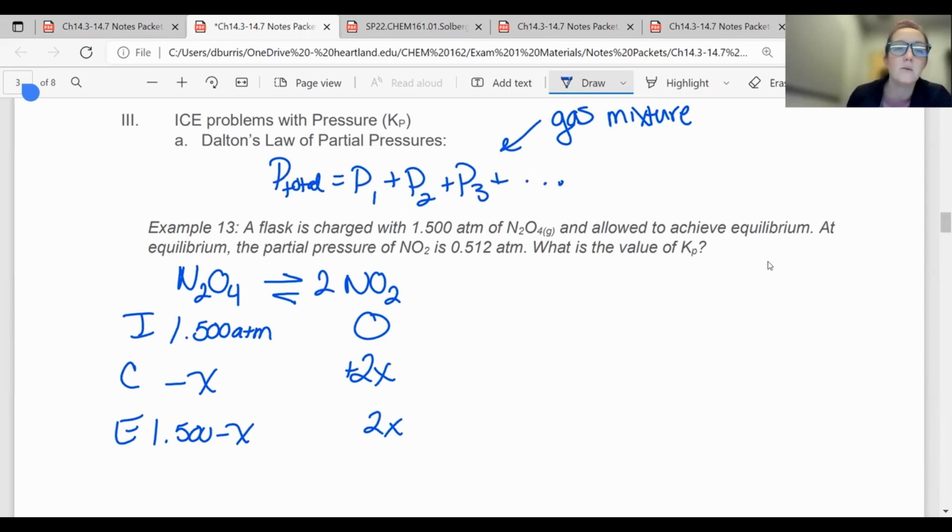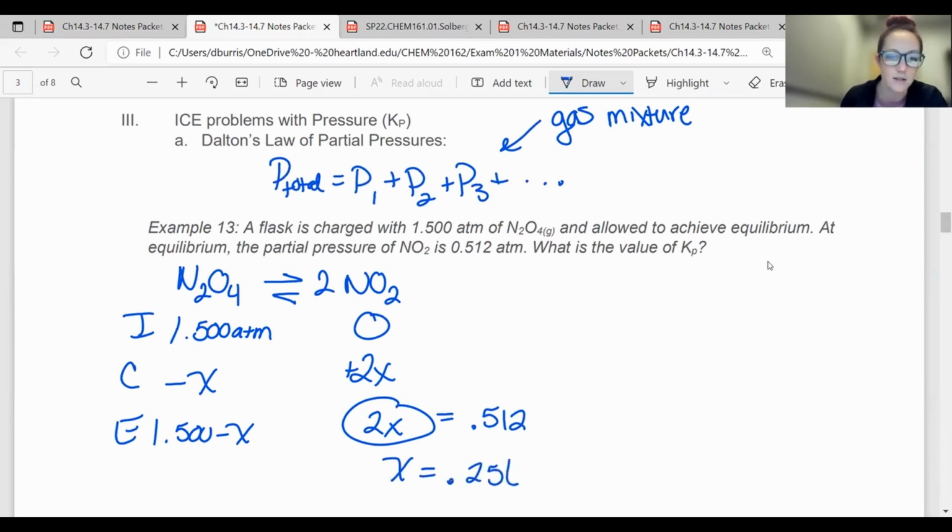All right, it says at equilibrium, the partial pressure of NO2 is 0.512 atmospheres. So I actually know this one. Equilibrium NO2, I know that's 0.512. So that's pretty easy. I can calculate that x is 0.256. Great. Okay, I'm going to put units on this. I got that one. Now I can plug x back in over here, and I can get this pressure, 1.244 atmospheres. And then it says, what is the value of Kp?